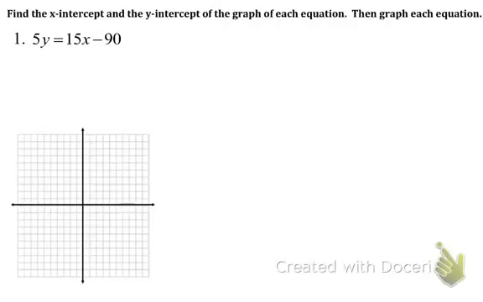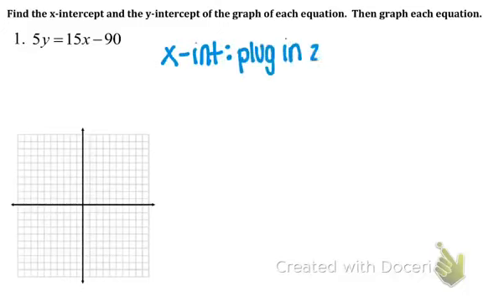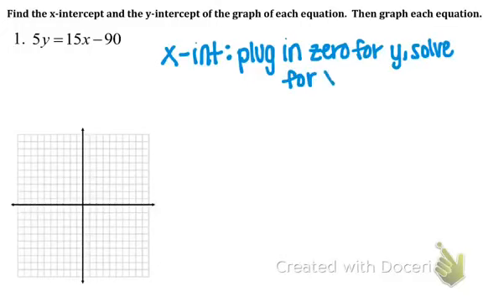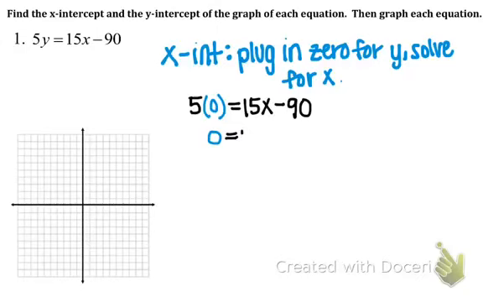So in order to find the x and y intercepts, the first thing I'm going to do for the x-intercept is I'm going to plug in 0 for y and then solve for x, because my y is always 0 in my x-intercept. So I take my original equation and I'm plugging in 0 for y, so substituting in a 0 where the y is, and the rest stays the same. Well, 5 times 0 is 0, which is equal to 15x minus 90.